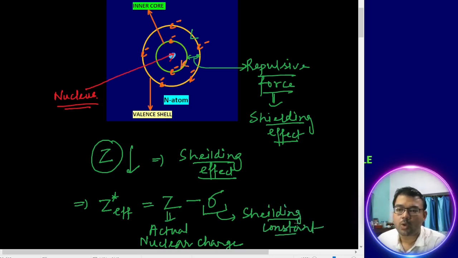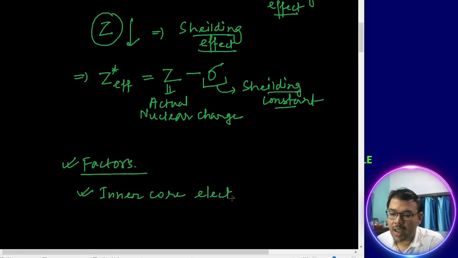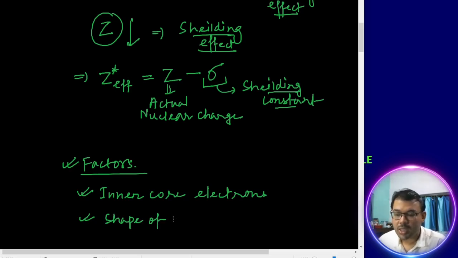So the factors affecting this shielding constant, what are the factors? The factors are inner core electrons, and also the shape of the orbitals in which the electrons are situated. If it is s orbital, then it will shield the nucleus more than p orbitals. In this way the shape of orbitals, or orientation of orbitals, can determine the shielding effect.